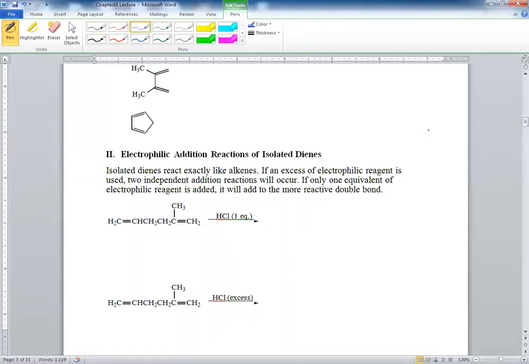Electrophilic addition reactions of isolated dienes. Isolated dienes react exactly like alkenes. In order for us to understand this, we need to remind ourselves of a very important rule.